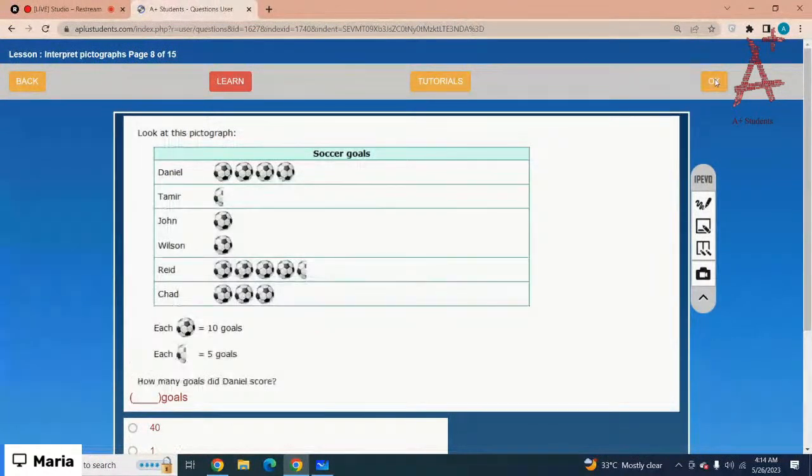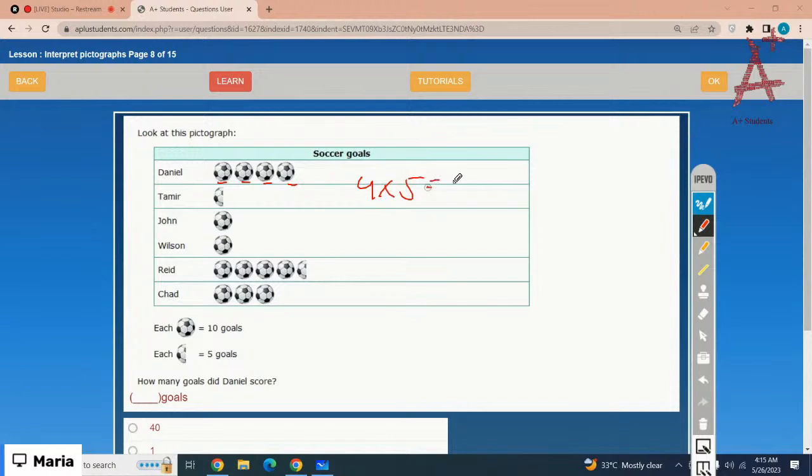Look at this pictograph. Each football equals 10 goals and half football equals 5 goals. How many goals did Daniel score? Okay, so Daniel has 1, 2, 3, 4, and all of them are complete balls. So it would be 4 times 5 is 20. So the correct option is 20. No, one complete means 10. So you have to do 4 times 10, not 5. Got it? So 4 times 10 equals 40. The correct option is 40.